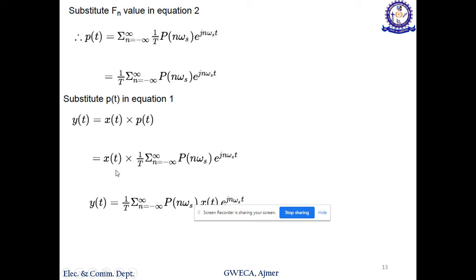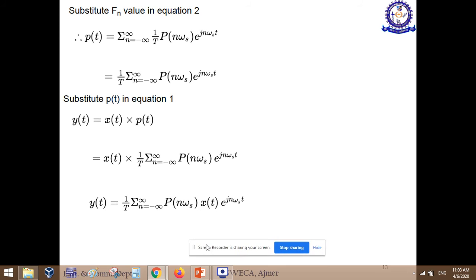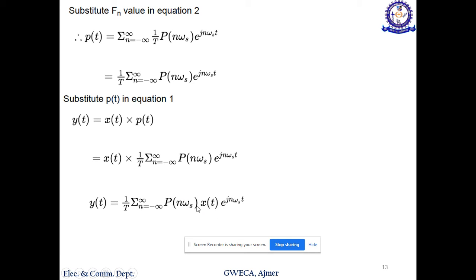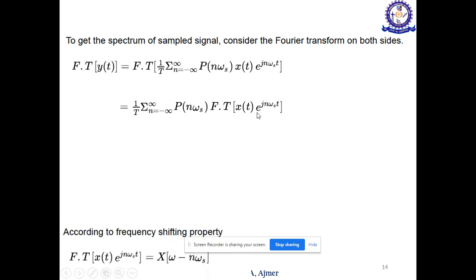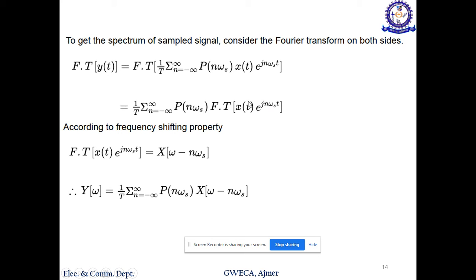This function is again x(t) in this equation, so it's in the time domain. And this is the pulse width. If you want to get the spectrum in the frequency domain, convert this signal into the frequency domain: take the Fourier transform of both sides. Taking the Fourier transform of both sides, you get n omega s and the Fourier transform of x(t) e to the power j n omega s t. So this is the basic formula.